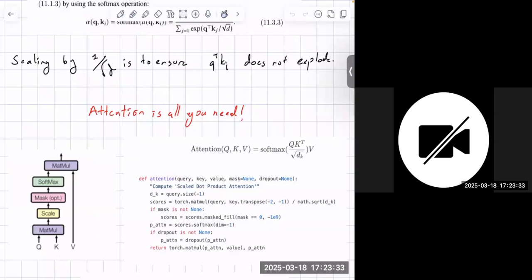This is how the architecture looks like. You do Q and K matrix multiplication, scaling. Mask, I'll talk about it in a sec. We don't need mask just yet. And then another matrix multiplication with this V. And it's literally the code that can give you that. It's not complicated. That's what I'm trying to say.